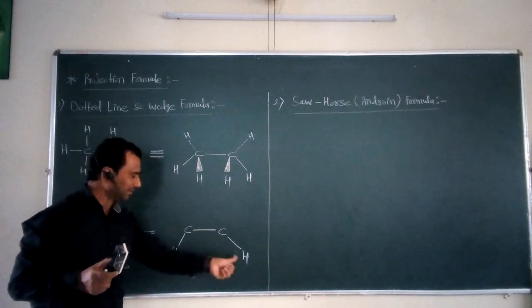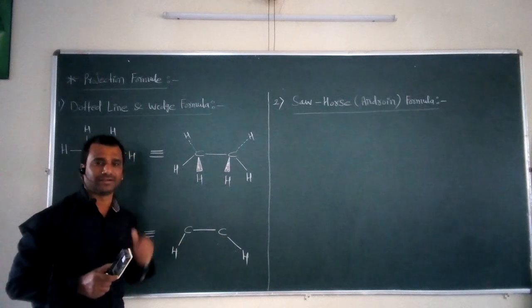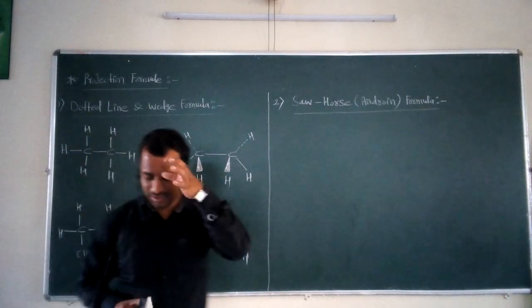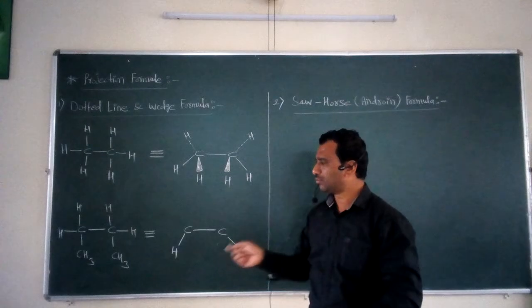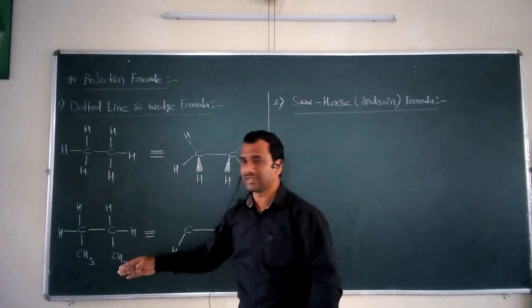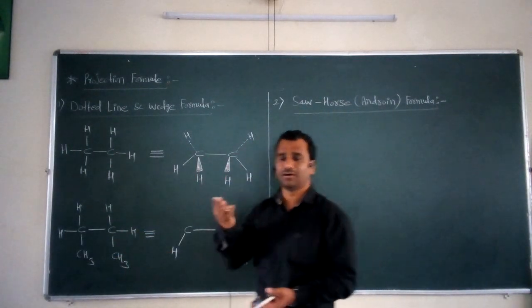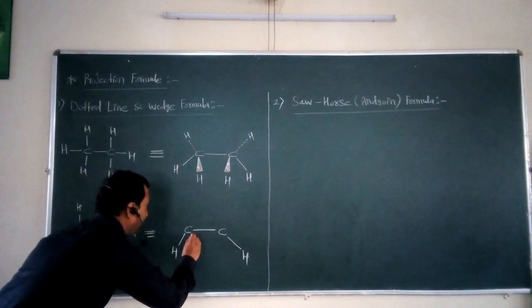So, we can say that these 2 hydrogens are present within the same plane in which these 2 carbon atoms are present. After that, once we show these 2 hydrogen atoms within the same plane, now we have to represent these two methyl groups. Now these two methyl groups are present above the plane. That's why these two methyl groups are indicated by the wedge lines.